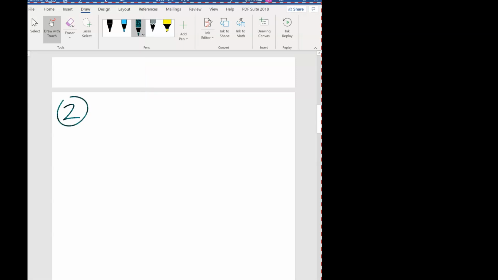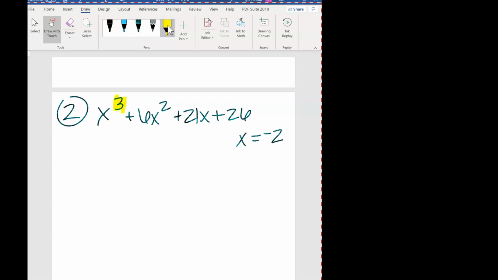Number 2. So number 2 is going to be x cubed plus 6x squared plus 21x plus 26. And I'm going to give you a 0, which is x equals negative 2. Alright, so again, this degree is 3. So that means I'm going to have 3 answers. So I've given you 1, so now we're looking for 2 more. Okay? So I put negative 2 in the box.